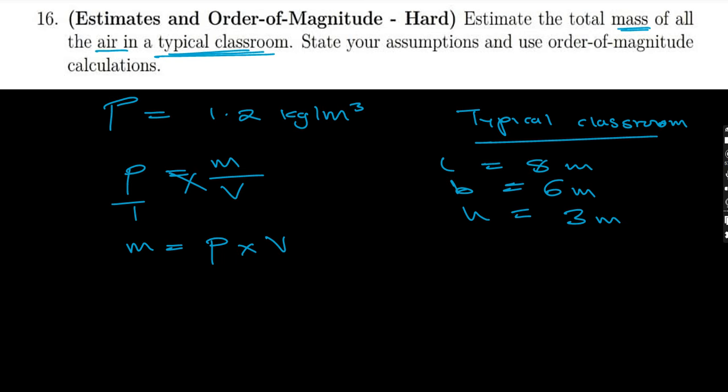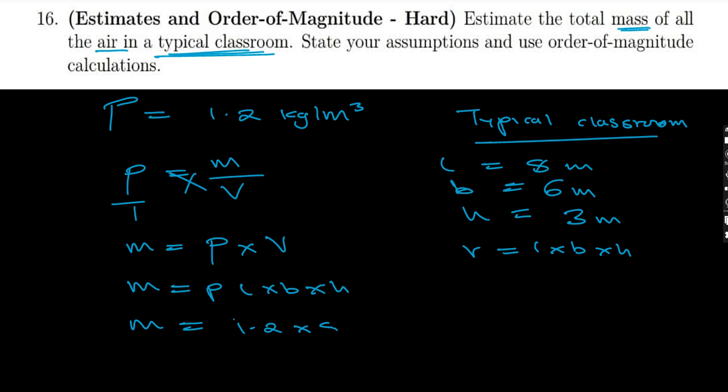Now to find the volume, you know that volume is equal to L times B times H. So we are going to replace volume with L times B times H. We have mass is going to be density times L times B times H there. So our mass now is going to be 1.2 there.